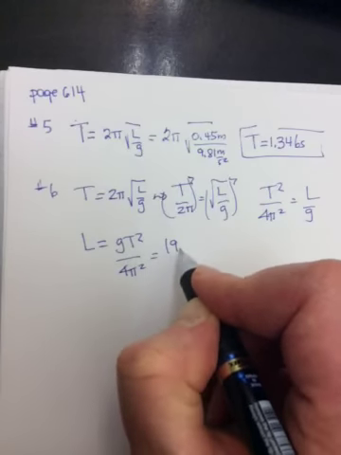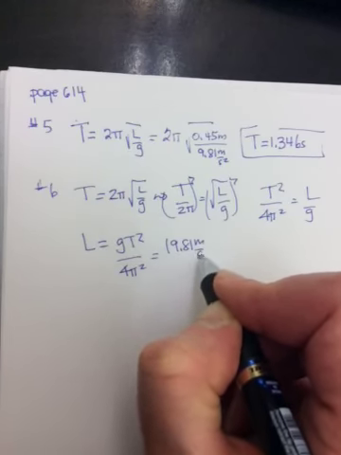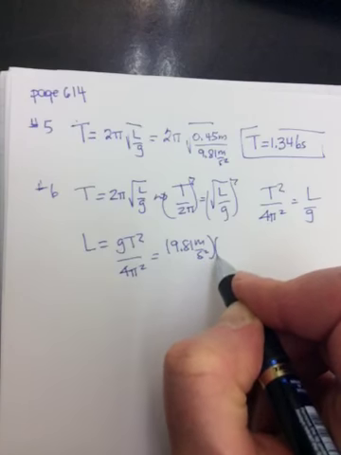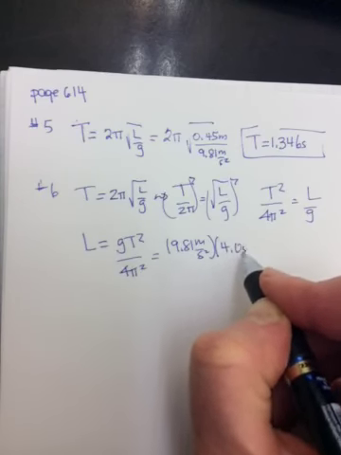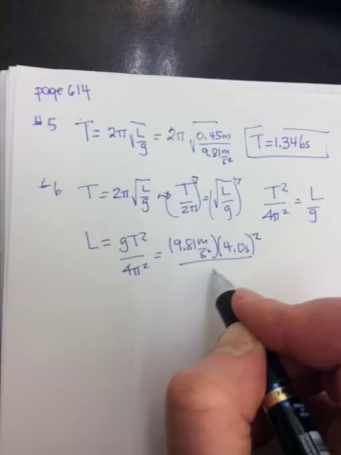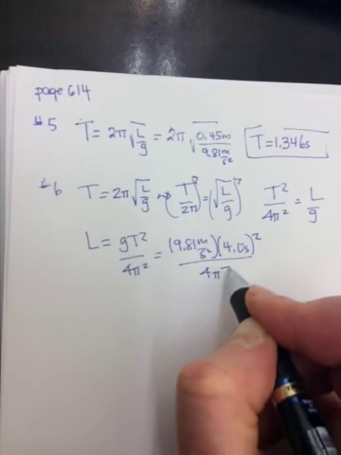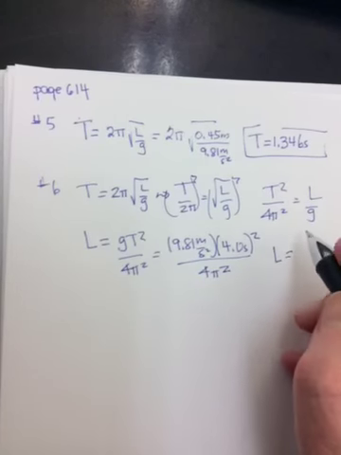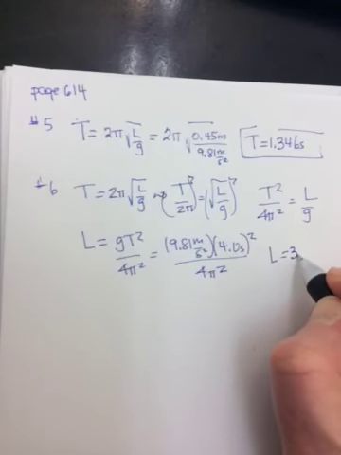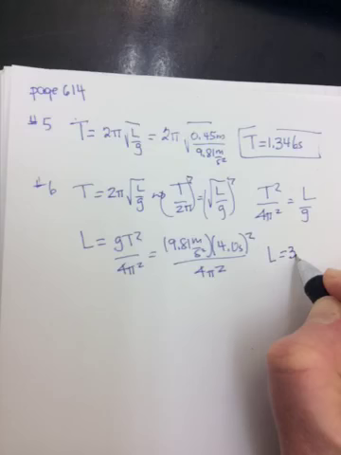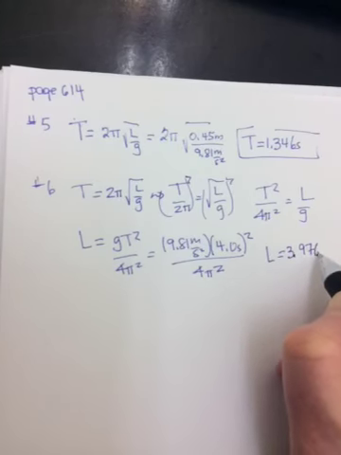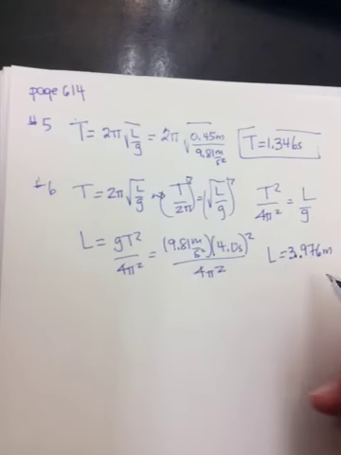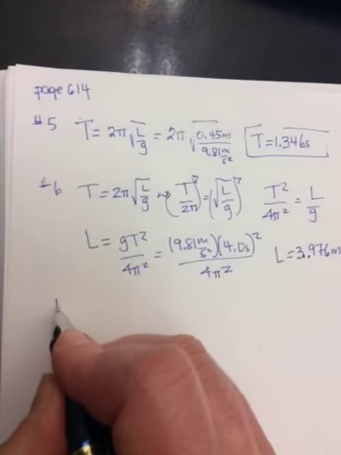So L is equal to 9.81 meters per second squared, said the period you wanted was 4 seconds, squared, over 4 pi squared. The most common mistake is not to square the things even after you write them down. You end up getting an L of 3.976 meters. Number 7.